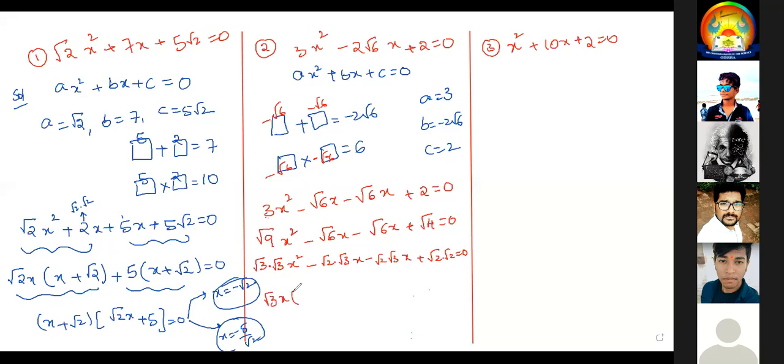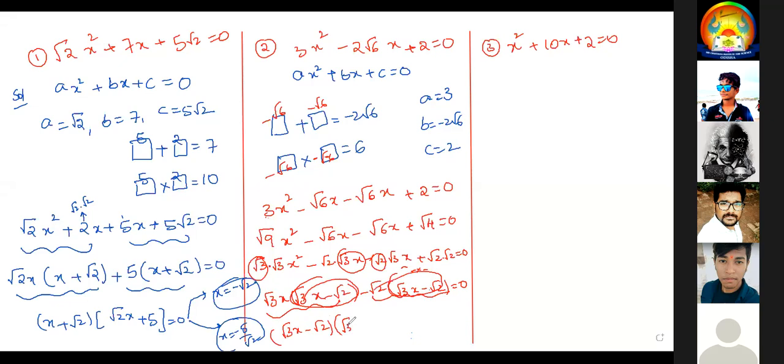I can take root 3x common. If I take root 3x, another root 3x is balanced. If I take root 3x common, minus root 2 is balanced. And again among these two, if you take minus root 2 common, root 3x minus root 2 equal to 0. Now from these two, what can I take common? Root 3x minus root 2 I can take common. If I take root 3x minus root 2, here root 3x remains, here root 2 remains, equal to 0.